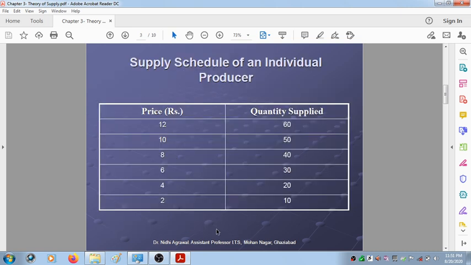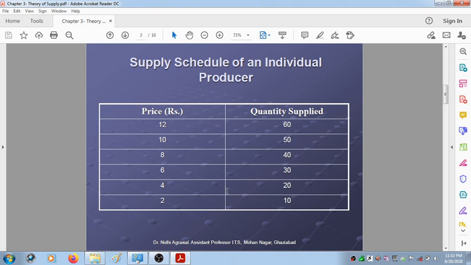Suppose we have a supply schedule of an individual producer. There are two columns in this slide. In the first column, we have mentioned different values of price. In the second column, we have mentioned different values of quantity supplied. When we focus on this table, we can observe that the value of price is continuously falling, and similarly, the value of quantity supplied is also continuously falling. So this table is clearly exhibiting that both the factors are varying in the same direction. Same direction means both are falling.